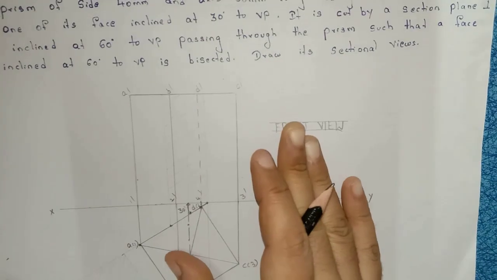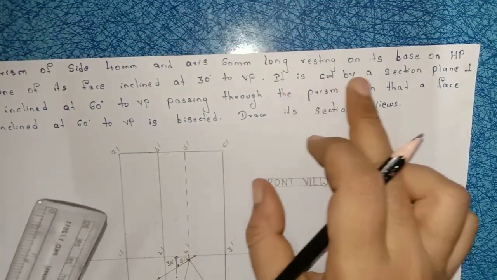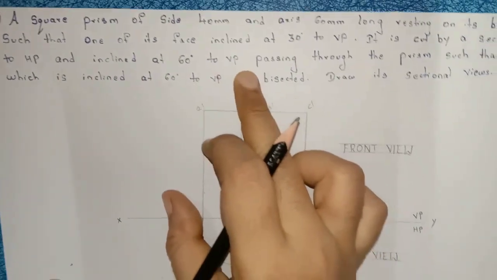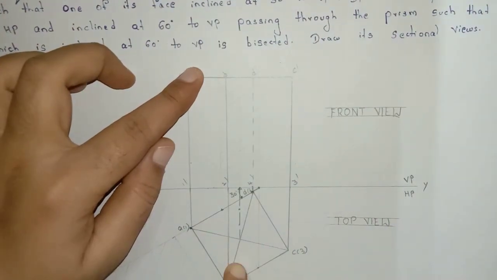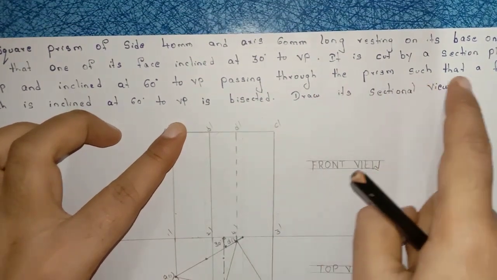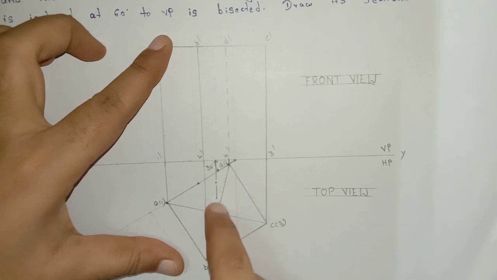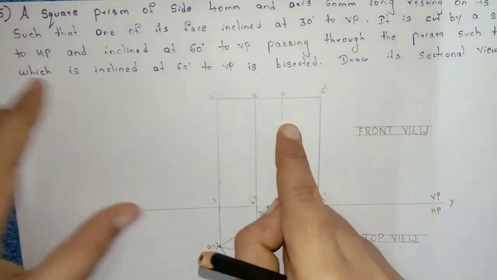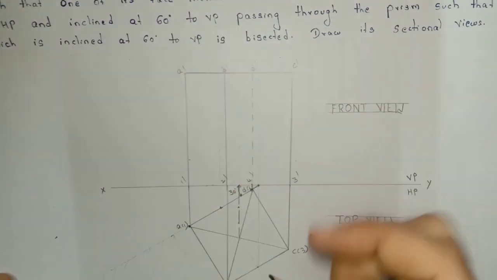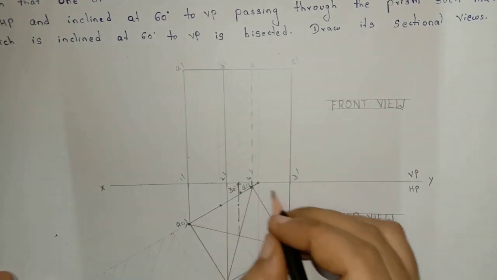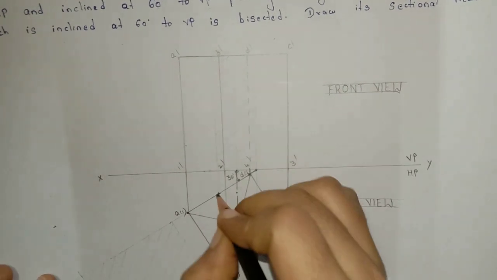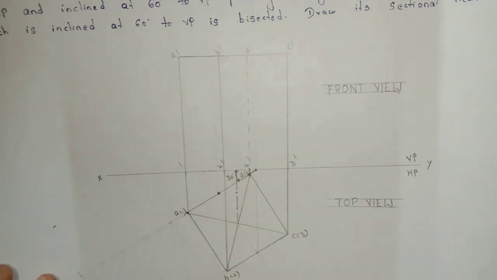Right, so this is the basic problem. After that they mentioned it is cut by a section plane perpendicular to HP and inclined at 60 degrees to VP. 60 degrees to VP means I should construct the sectional plane here, passing through the prism, such that a face which is inclined at 60 degrees to VP is bisected. So bisecting means take any one of the faces. I am taking this face.